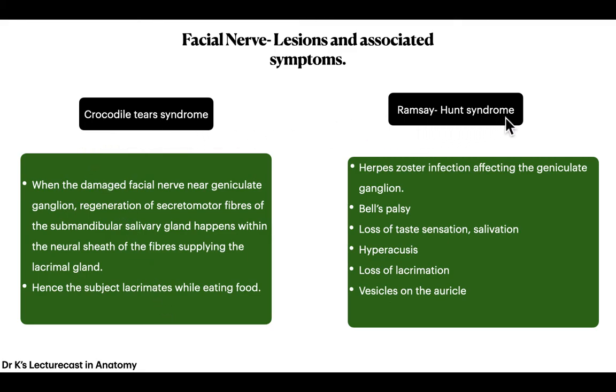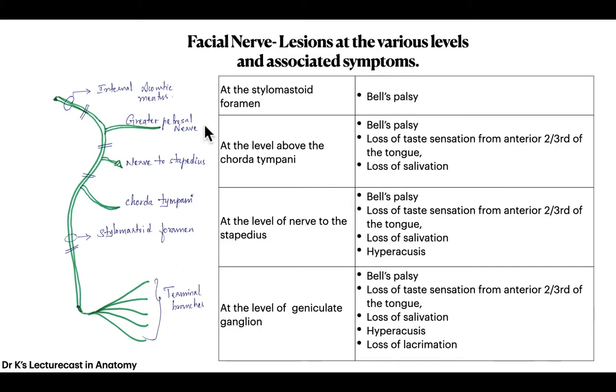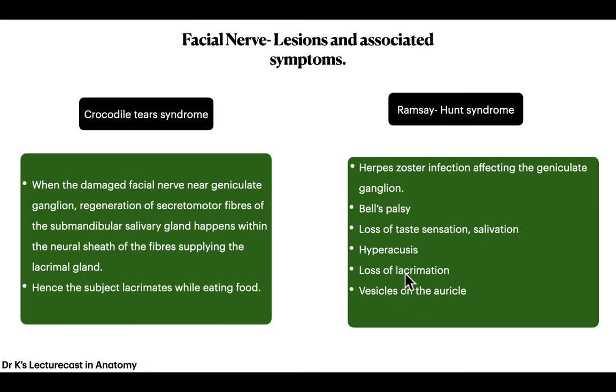What is Ramsay-Hunt syndrome? Herpes zoster infection of the geniculate ganglion. So now what happens if there is a lesion in the geniculate ganglion? We saw Bell's palsy, loss of taste sensation from the anterior two-thirds of the tongue, loss of salivation, hyperacusis, and loss of lacrimation. So all these are symptoms of Ramsay-Hunt syndrome, but that is not a lesion but an infection, herpes zoster infection.